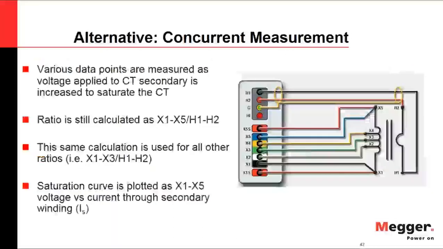When we talk about this concurrent measurement, we see that we have several data points that are being measured as voltage is applied to the CT secondary, and we increase the voltage to saturate the CT. The ratio is being calculated as the ratio of voltages between X1, X5, H1, H2, and the calculation for the other interwinding systems is based on the relation of voltages between primary and secondary. The saturation curve is plotted between X1 and X5, and the interwindings are being calculated and plotted at the same time.